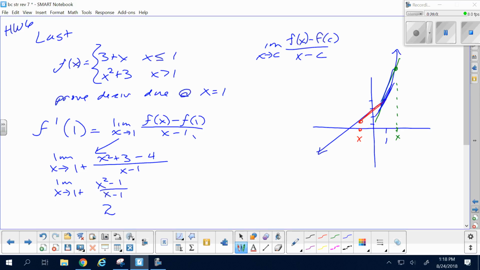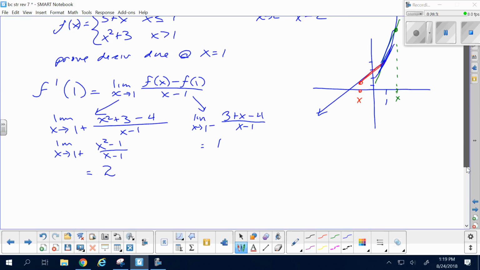Cool. If, however, you use an x to the left of 1, then you're approaching 1 from the left. And instead of f of x being x squared plus 3, you're using f of x is 3 plus x. f at 1 is still 4, over x minus 1. Well, that gives you x minus 1 over x minus 1, the limit of which is 1, yeah?